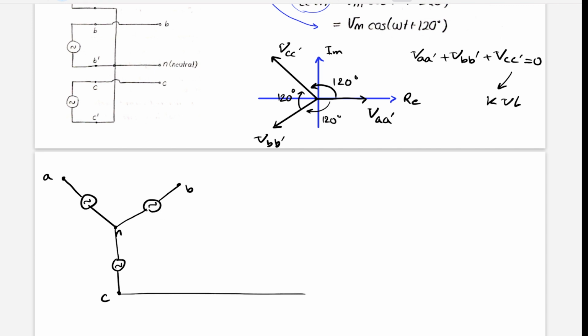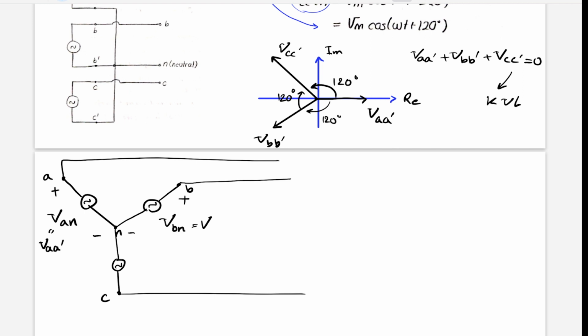And these are going to connect to our loads. Now, this is node N, so this plus minus voltage difference will be VAN, which is VAA prime. Okay. This is also VBN, which is VBB prime. And this is also plus minus VCN, which is equal to VCC prime.